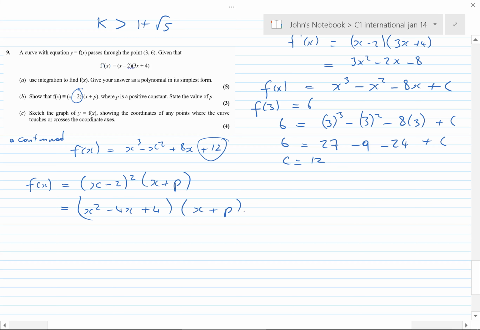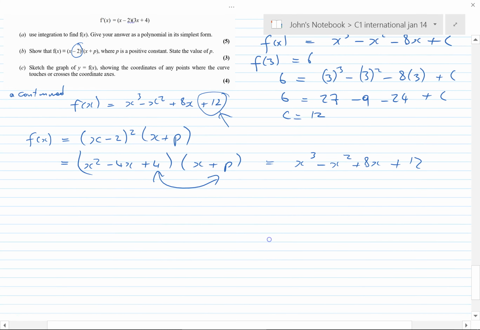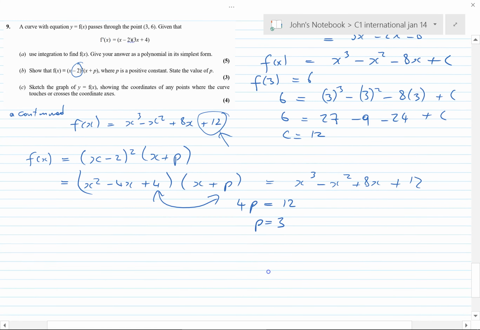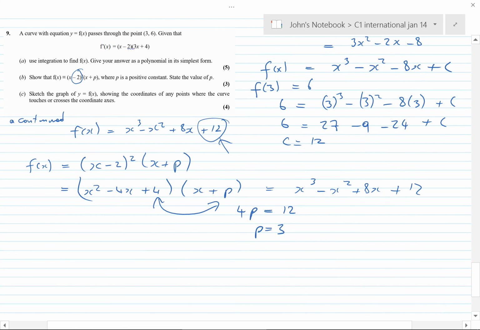But we need the final coefficient to be equal to 12. So these two need to multiply to 12. So we get 4p equals 12. So p equals 3. So that's the answer to that question.